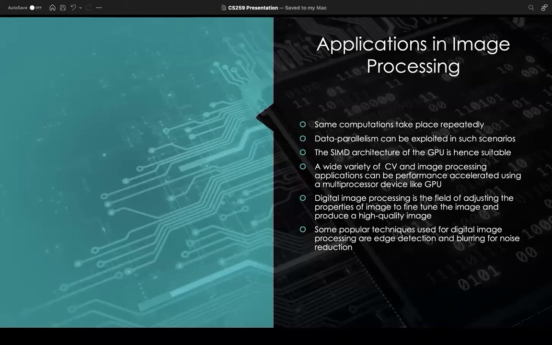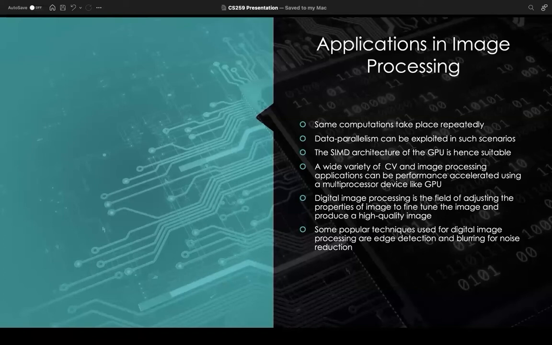In computer vision and image processing, the same computations take place repeatedly, and data parallelism can be exploited in such scenarios. The SIMD, which is the single instruction multiple data architecture of the GPU, is hence suitable. Digital image processing is the field of adjusting the properties of the image to fine-tune the image and produce a high-quality image. Some of the popular techniques used for digital image processing are edge detection, blurring for noise reduction, etc. The main purpose of using digital image processing is to manipulate images to get the desired output.